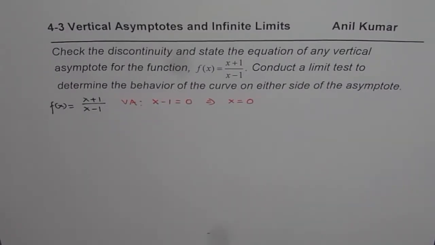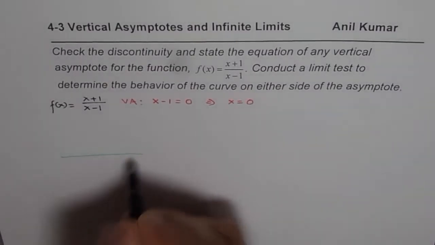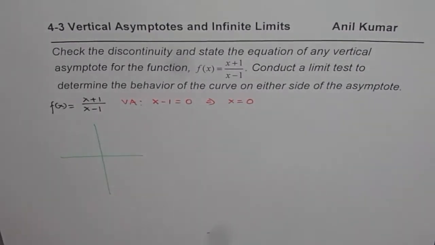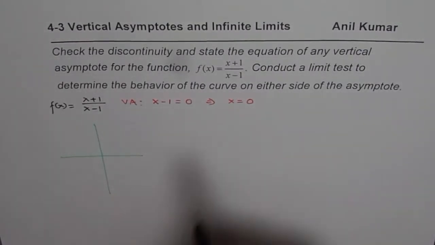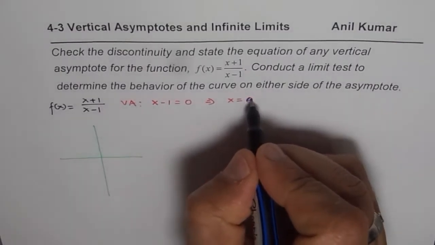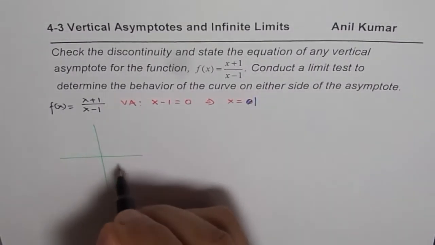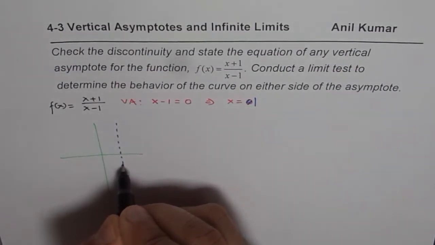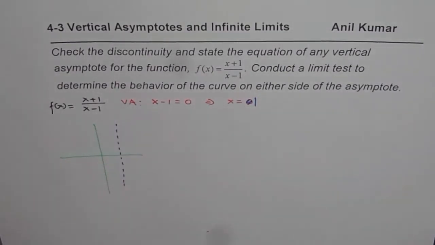Now, if you want to sketch this function, then what we can do is first sketch the vertical asymptote itself. The vertical asymptote is at x equals 1, right? So, when you take 1 on this side, the vertical asymptote is at x equals 1. So, that is the line which represents the vertical asymptote.